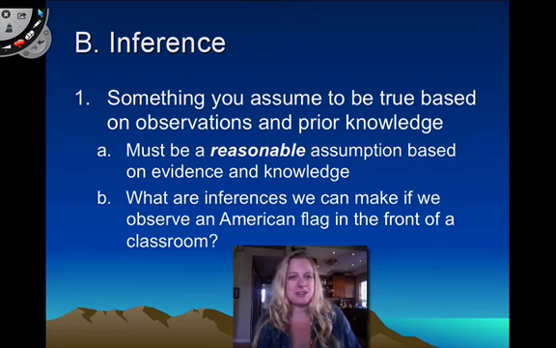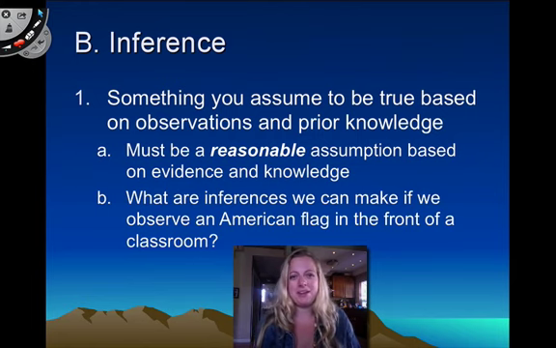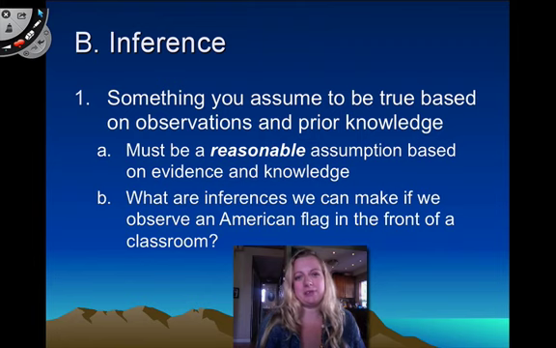All right, so make sure you write them down and also do a little summary. I know this wasn't a very long presentation, so your summary doesn't have to be very long, just a couple of words, maybe describing the difference between an observation and an inference. That would be a good summary. And I'm going to stamp those summaries and then we'll talk about the inferences we can make if we observe an American flag at the front of the classroom.